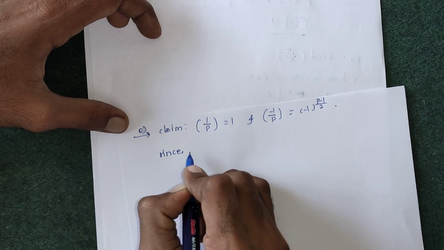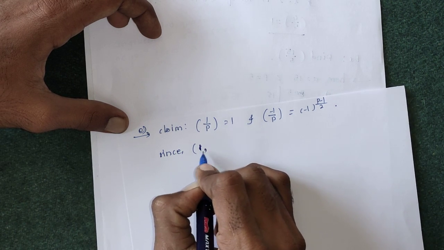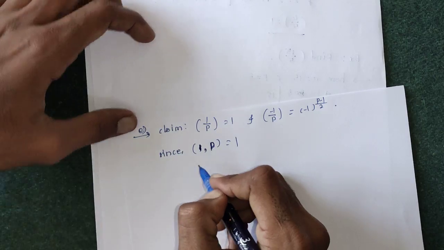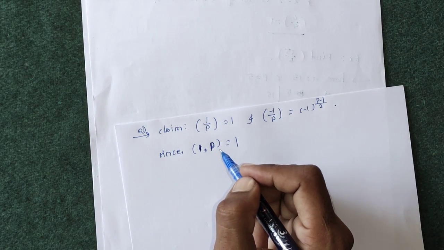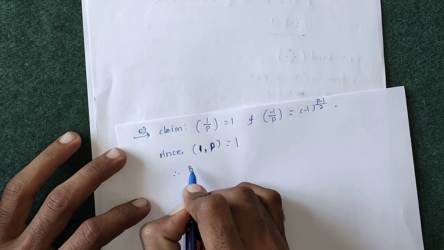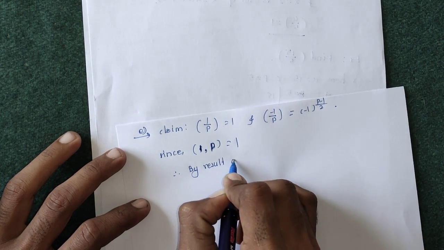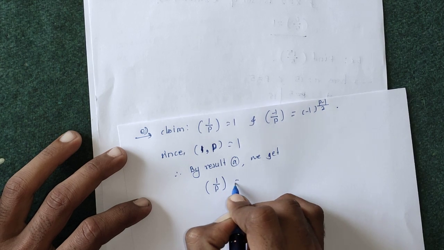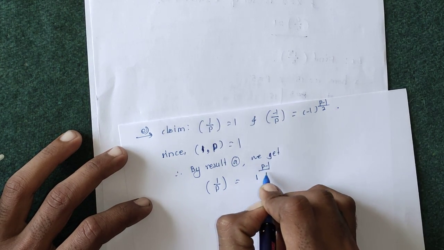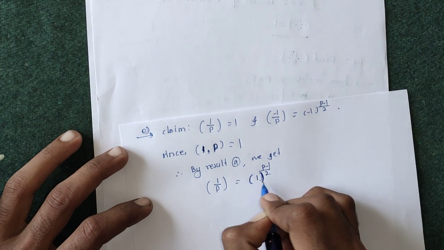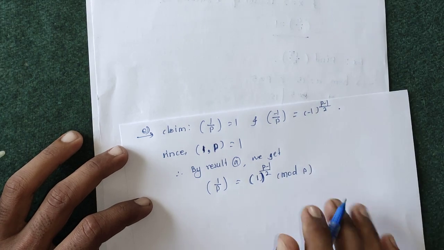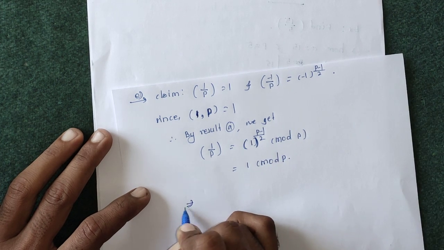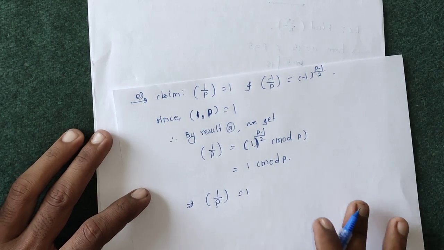Since GCD of 1 and p is clearly 1, since p is a prime number, by using result A, we get Legendre symbol of 1 and p is congruent to 1 raised to p minus 1 by 2 under modulo p, and we know that 1 raised to any integer is 1 under modulo p. This will give the Legendre symbol of 1 and p is equal to 1.